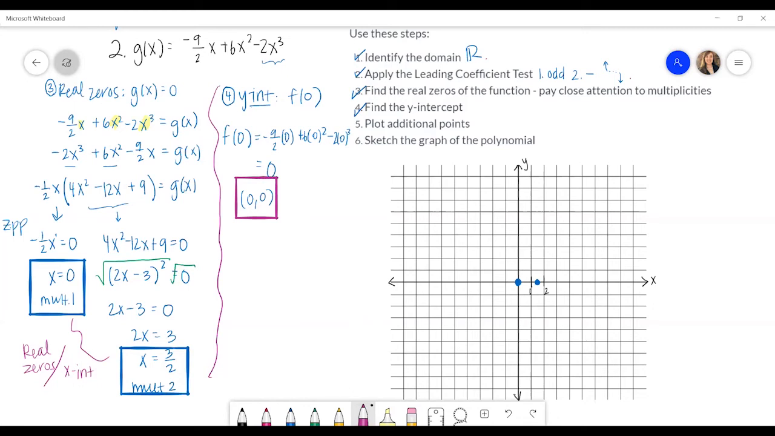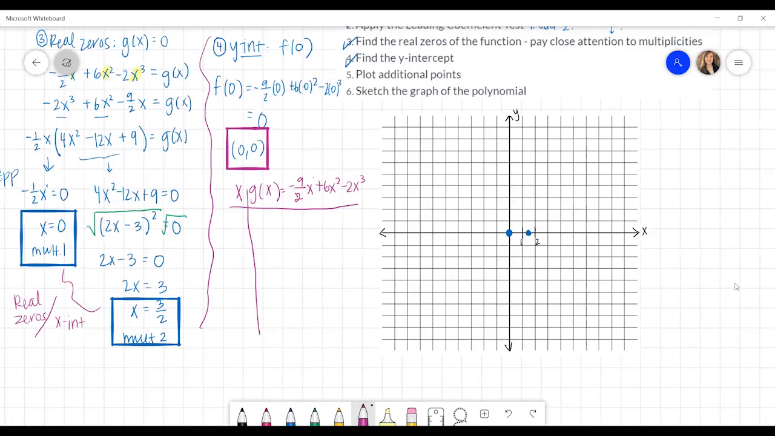Okay, so what additional points do we need? Well, we have a rough idea, but we need to know exactly what's going on to the left of that first point. So anything in this kind of region over here. So let's go ahead and do that. We have x and we have g of x, negative 9 over 2x plus 6x squared minus 2x cubed. And let's set up a table. Tables are helpful, or you can do it like we did the very first question where you just write them out. You have options.